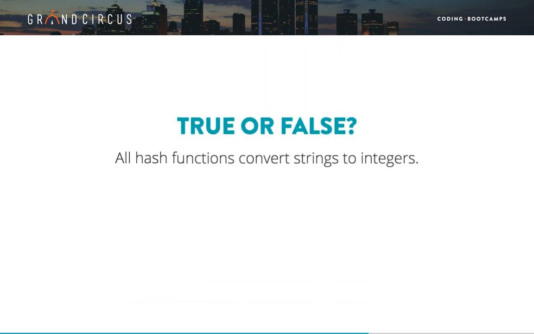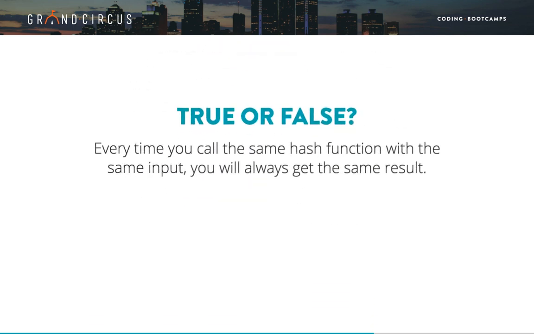True or false? All hash functions convert strings to integers. False. It is true that some hash functions do convert strings to integers. That's what we use in our example, but there are different hash functions for many different types of data, both as input and as output. True or false? Every time you call the same hash function with the same input, you will always get the same result. True. This is a crucial characteristic of a hash function. In our example, the bird key will always end up in slot number 5, every time.